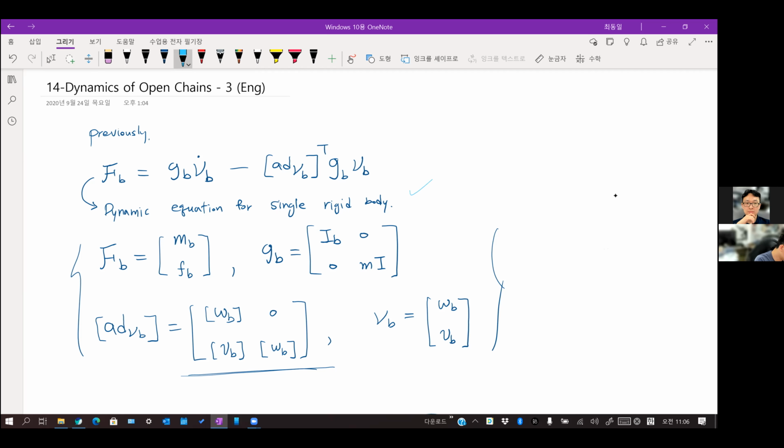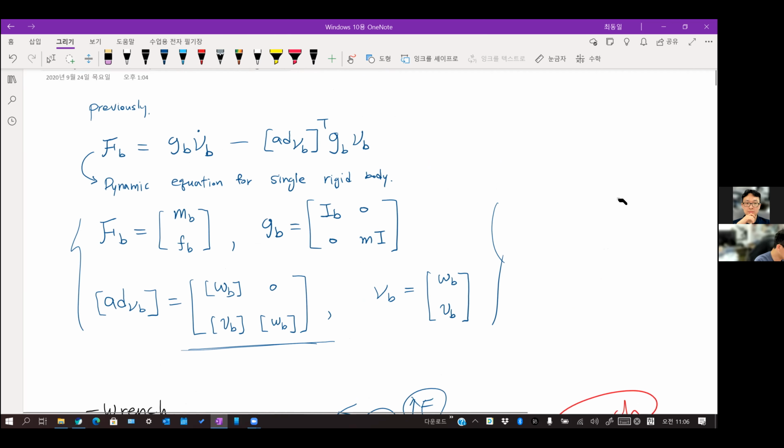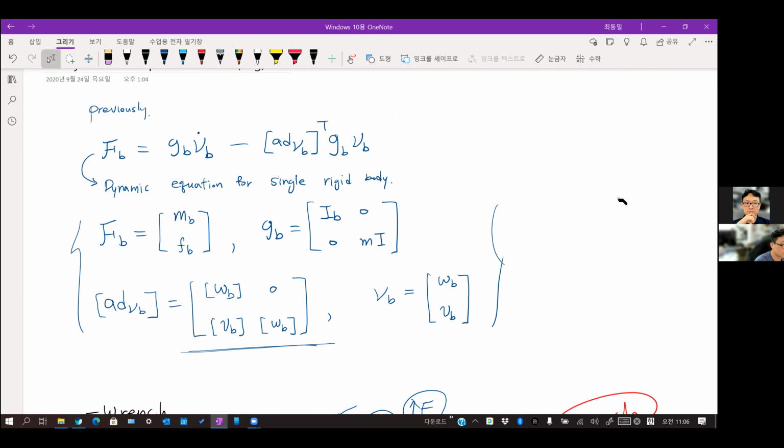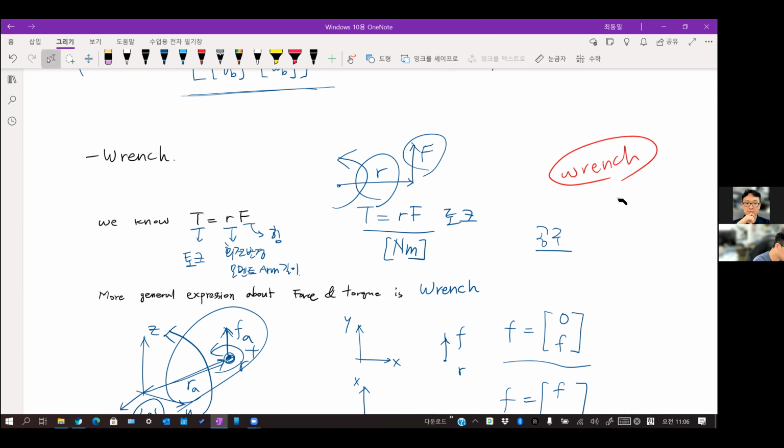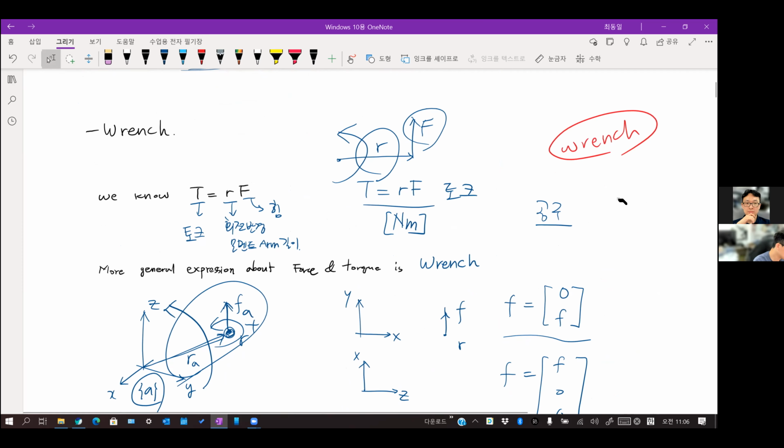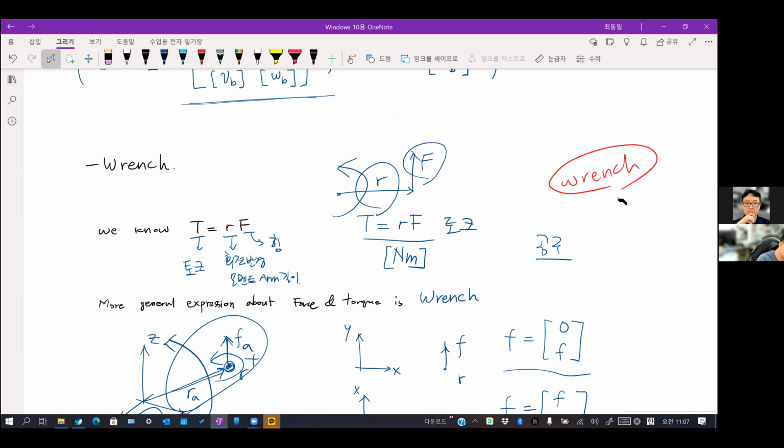Yes, this is the single rigid body equation. By using this, we will learn about multi-body rigid body dynamics this time. Before doing that, I want to introduce the wrench concept. Actually, this is about statics. This is very closely related to statics.